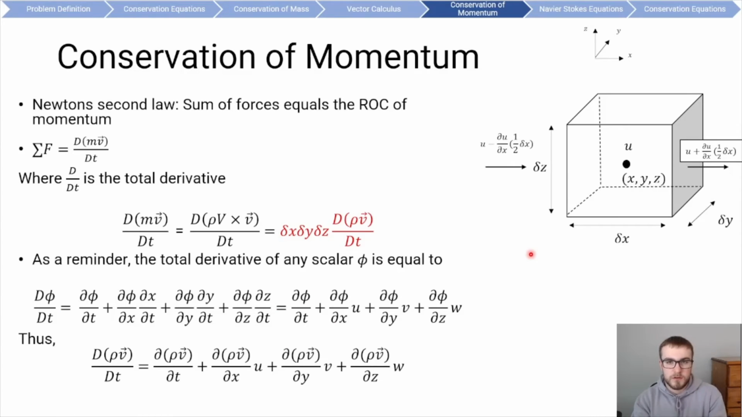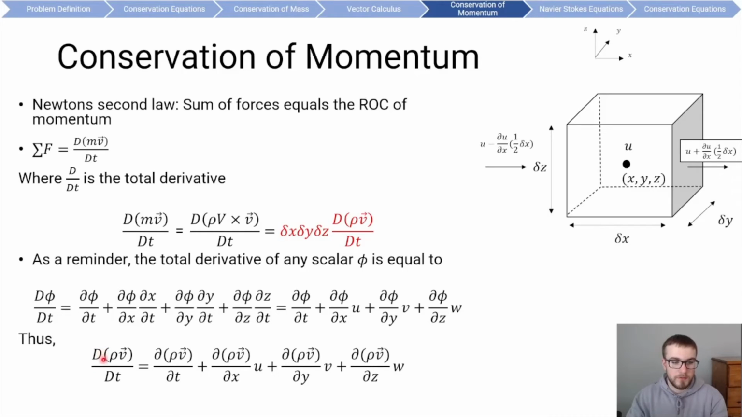So for the conservation of momentum, we know that the sum of the forces acting on our fluid element has to equal the rate of change of momentum. So the sum of the forces has to equal the rate of change of momentum, where this capital D/Dt here is the total derivative. And the total derivative represents the rate of change of a quantity with respect to time and with respect to space.